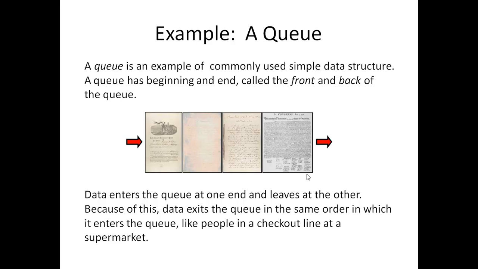As you have maintained a queue in booking cinema tickets in the cinema hall. Because of this nature, data exits the queue in the same order in which it enters the queue, like people in a checkout line in the supermarket, at a railway reservation counter, or in your cinema hall.